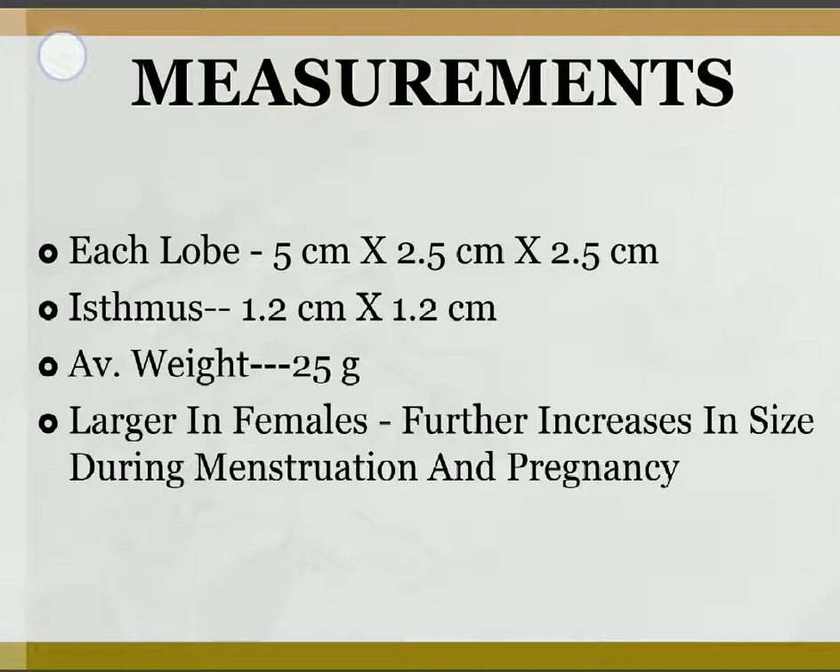Measurements of the lobe and the isthmus are given. It is 25 grams in weight. The thyroid gland is larger in females as compared to males, and the size further increases during pregnancy and menstruation.